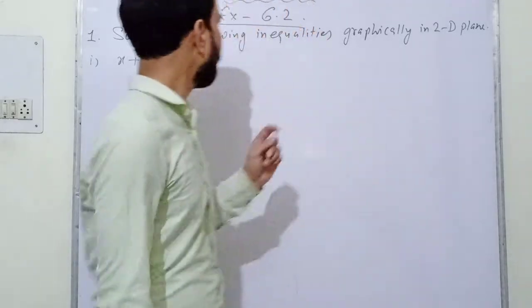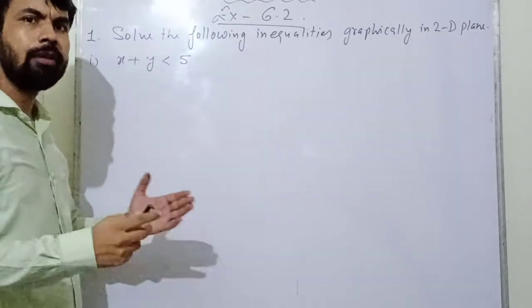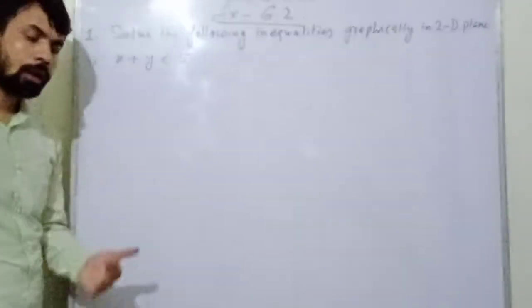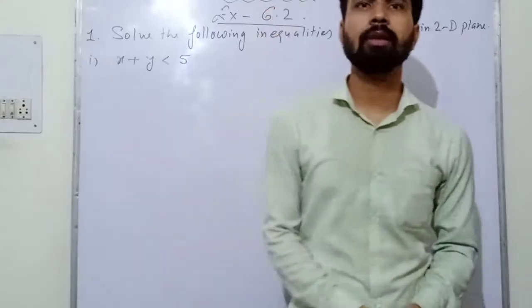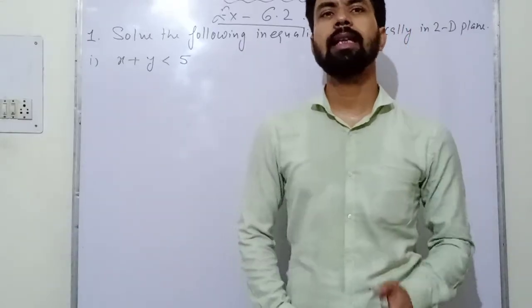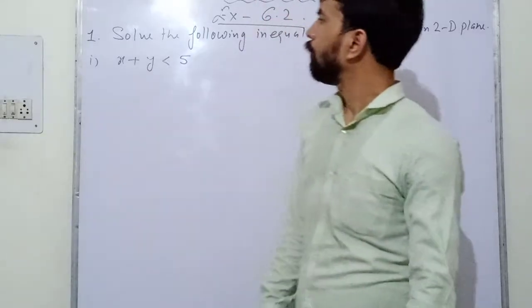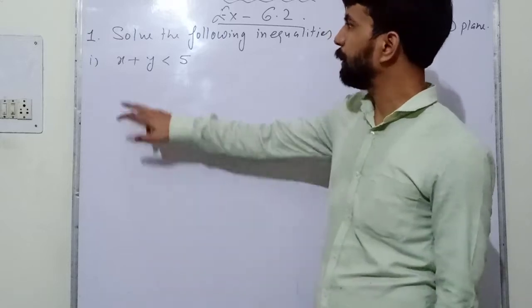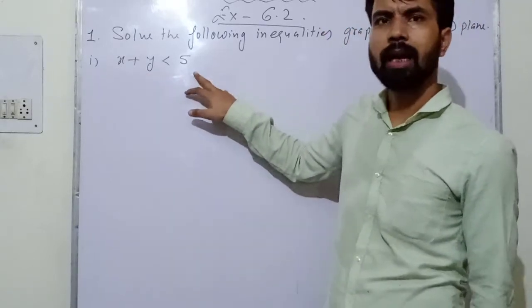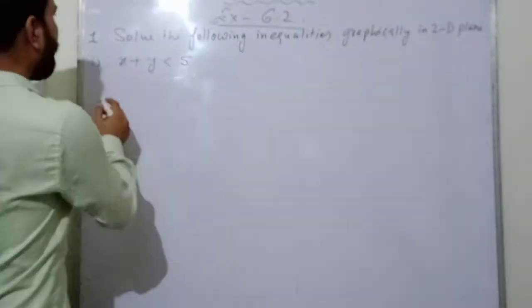Clear? So the very first question, first part: the given inequality is x plus y is smaller than 5. So student, what we will have to do? We know how to plot the graph of a linear equation, but we don't know how to plot the graph for linear inequality. Am I right? So what we can do? Firstly, we will have to draw the graph of a linear equation. Means we will convert this inequality as a linear equation. Clear?